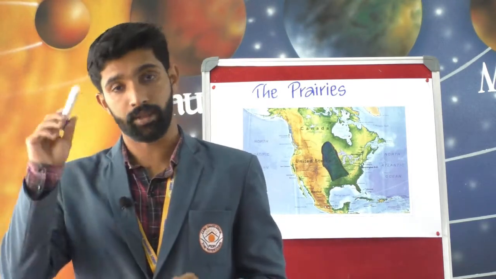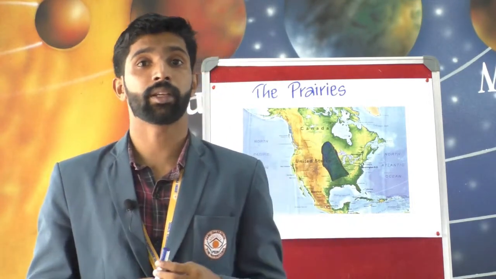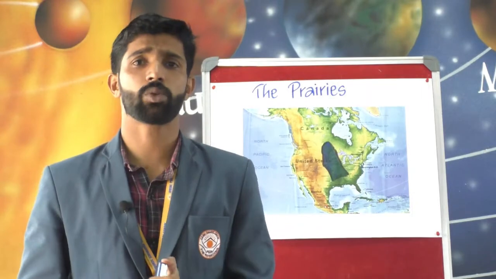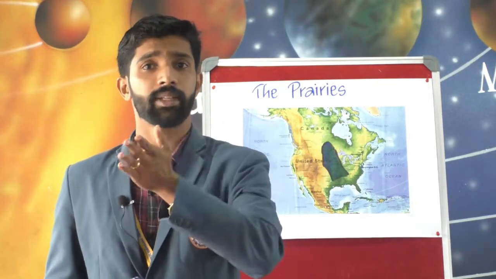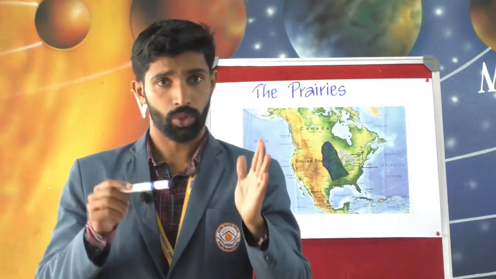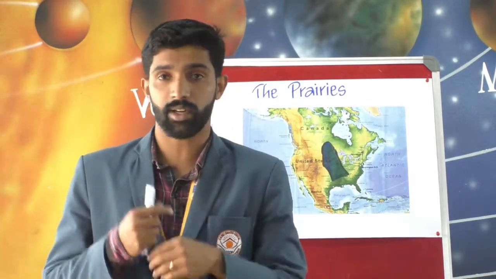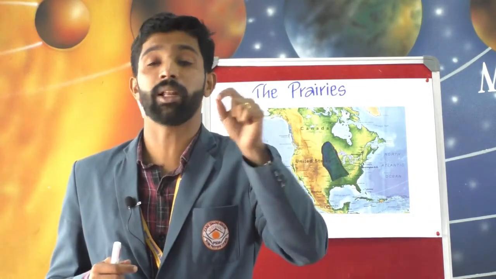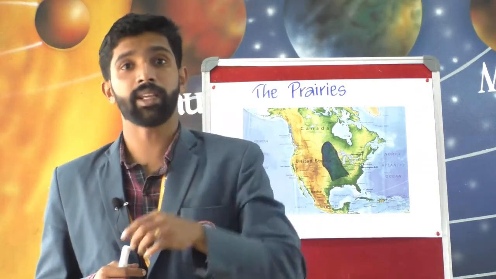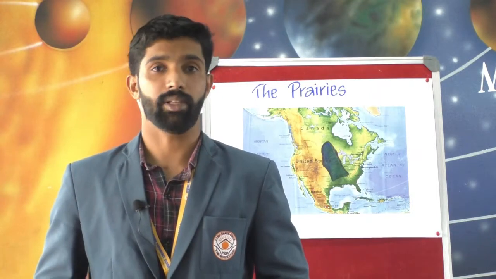So the Chinook will increase the temperature in this region and results in melting of snow, making pasture land. What is pasture land? Pasture land means land covered with grass and other low plants suitable for grazing of animals. So because of this Chinook, the temperature will increase and it causes the melting of snow, which makes pasture land, and it's available for animals.